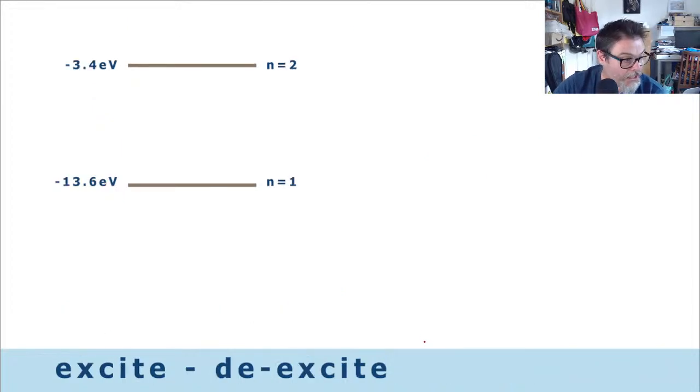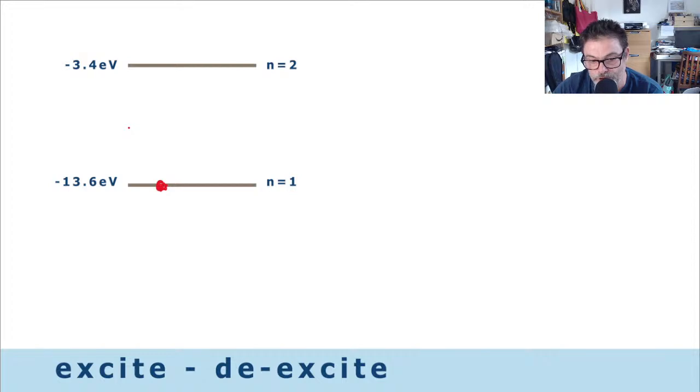So what we've got here is just two of the levels, the bottom two levels, and I'm going to talk about what happens when we excite or de-excite the gas, the hydrogen or the helium, whatever it is. It's hydrogen for us, isn't it? So what we're going to think of, we've got our little electron here, and we're going to excite it somehow. I'll talk about exactly what that means in a moment, but just think about the word excite.